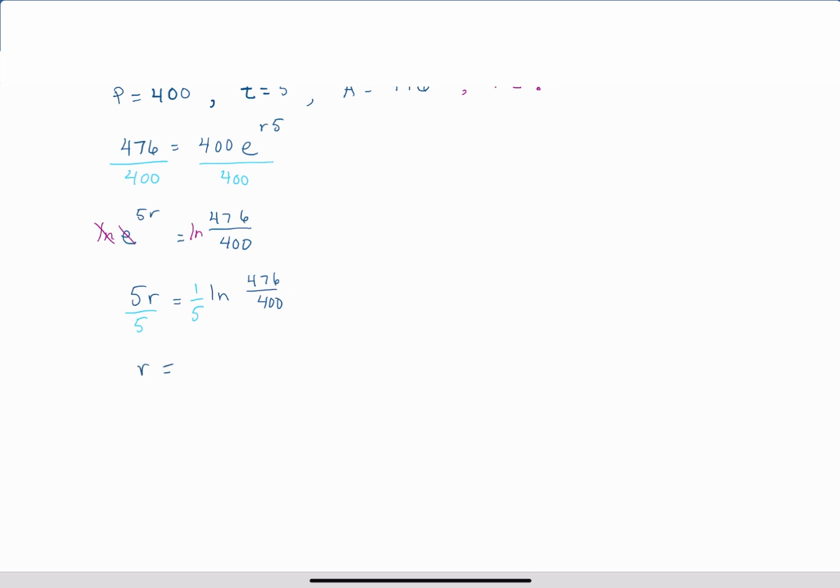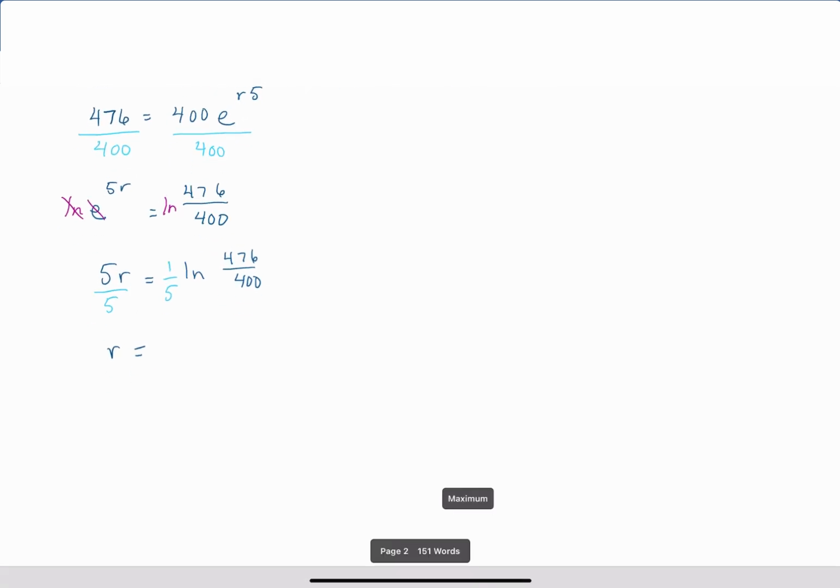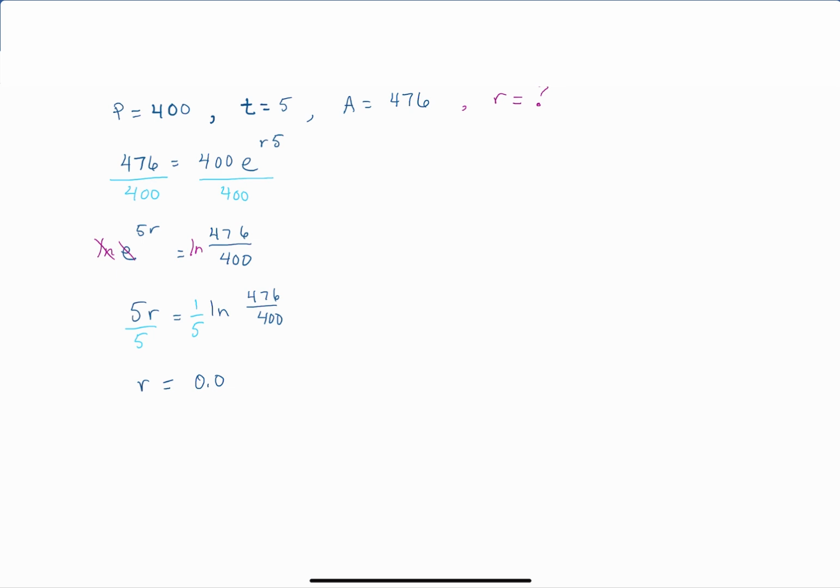So with my calculator, I'm going to do 476 divided by 400. I do that first, then I take the natural log, and then I'll divide that by 5, which gives 0.035 approximately. In other words, the annual interest rate was about 3.5%.